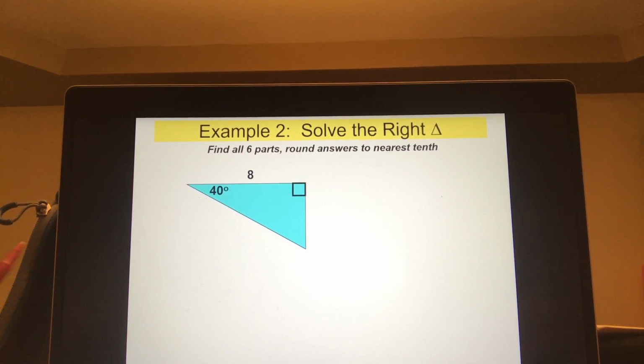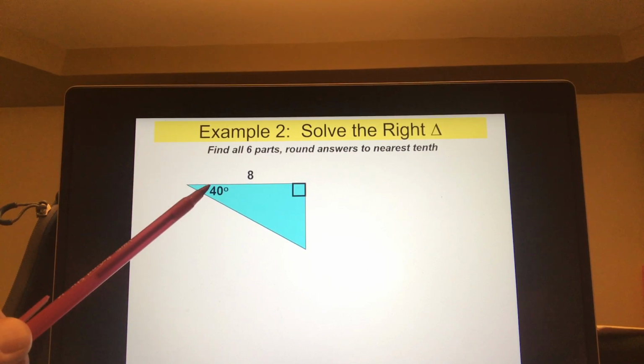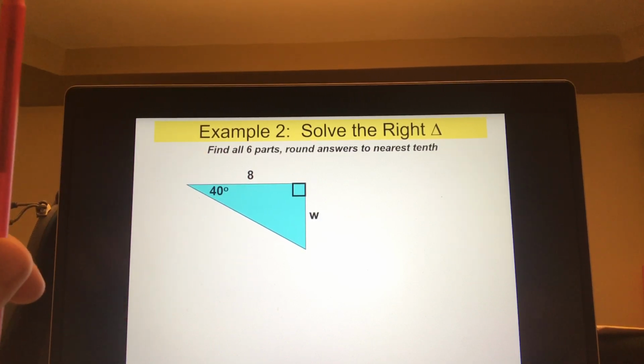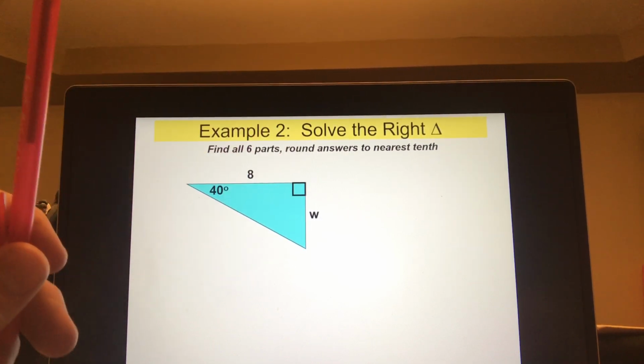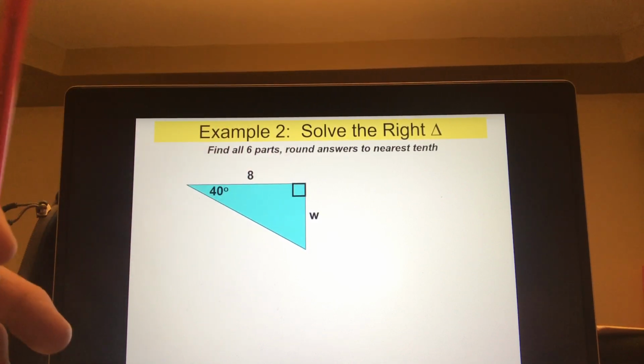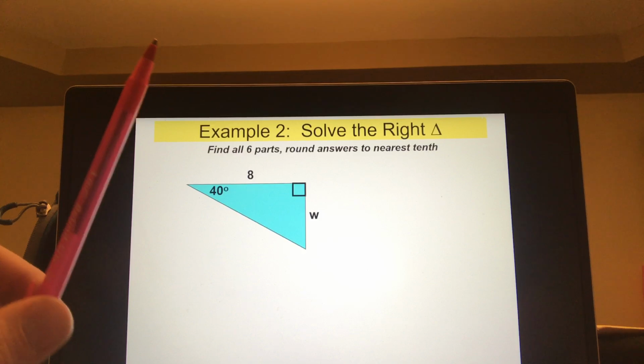This is a classic trig problem, so hopefully you found an easy way to find each one of these. If this was 40, the quickest way to find that one is to just realize they're complements. That one's got to be 50. So that's a quick answer. The other sides, you're going to have to use some sort of trig. So I'm just going to throw a variable up there just so you can see what I'm up to here.